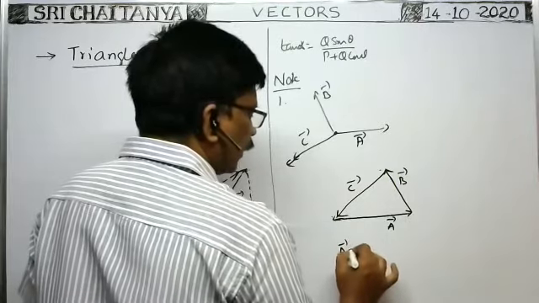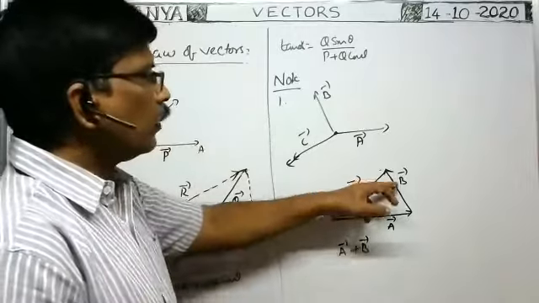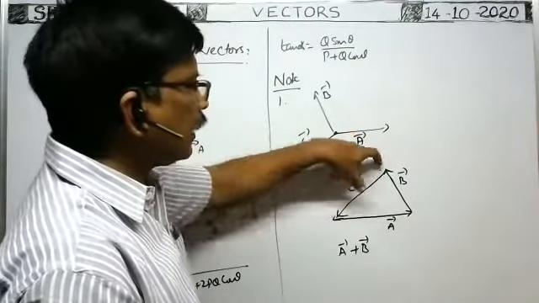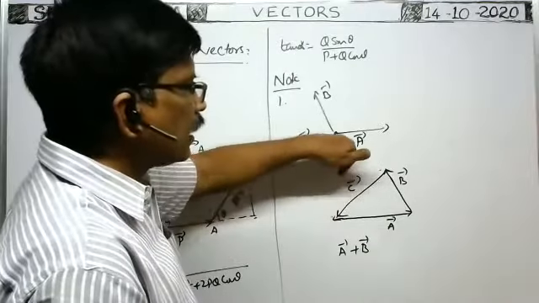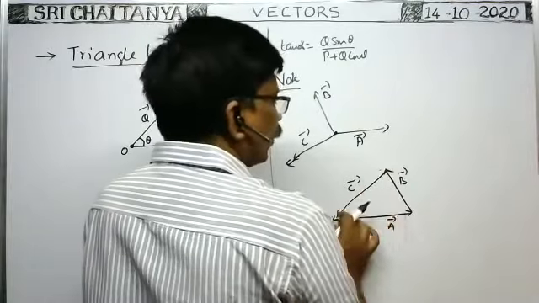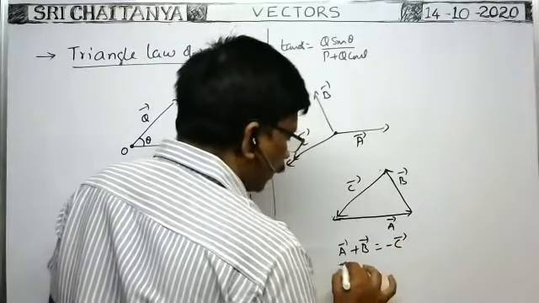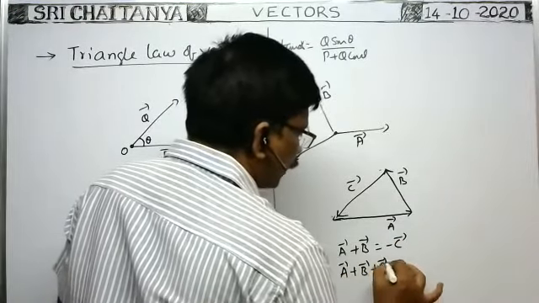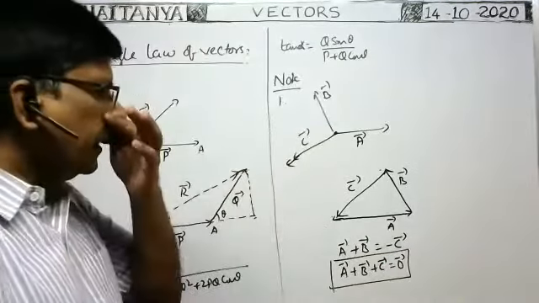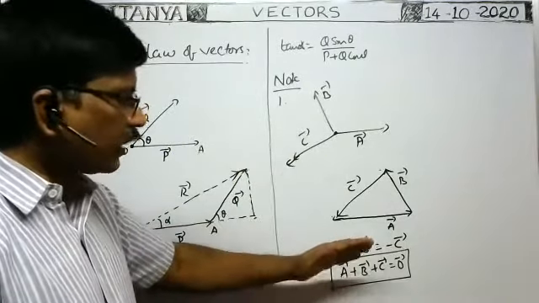A bar plus B bar is equal to this vector, the resultant vector R bar. But R bar is in this direction, and C bar is in the opposite direction. That's why you reverse the C bar. If it is C bar in this direction, then minus C bar is in this direction. So A bar plus B bar is equal to minus C bar, which implies A bar plus B bar plus C bar is equal to 0 vector. So when three vectors acting on a particle simultaneously keep the particle in equilibrium, the vector sum of all the forces or vectors is equal to 0.